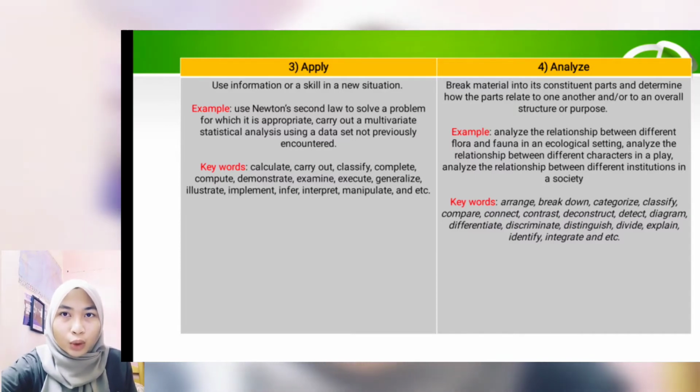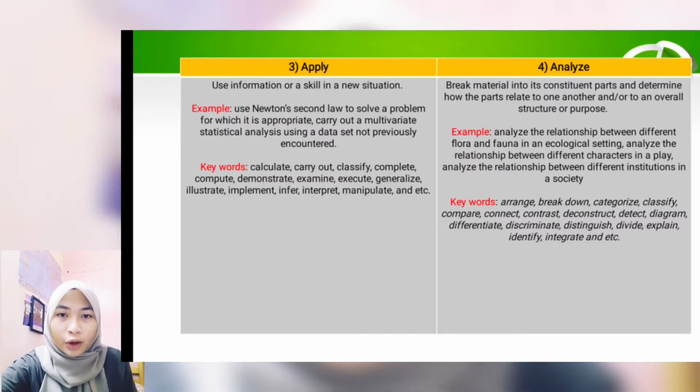I would like to continue the presentation about Bloom's revised taxonomy, point number 3, which is applying. Applying means we use the information or a skill in a new situation to solve something, to solve the problem that we have.